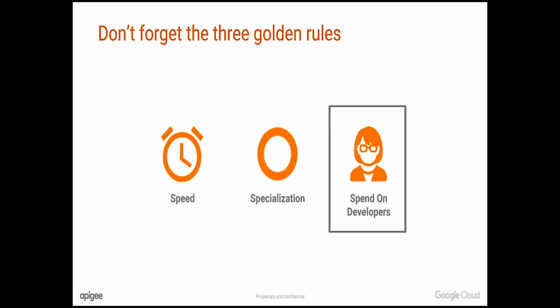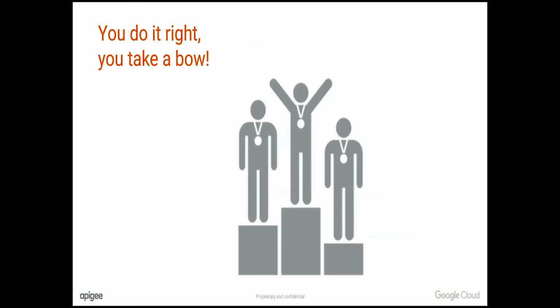There are tons of things that you need to do. Don't forget the 3 golden rules. Act with speed. If you're slow, if you snooze, you may lose. If you're a big company, don't forget your core strengths. Don't play by other people's rules. Play by your rules. And most importantly, developers are somebody who are actually going to make a huge difference for you, and you need to actually spend on developers. If you do it right, you can take a bow, and you will win in the market.